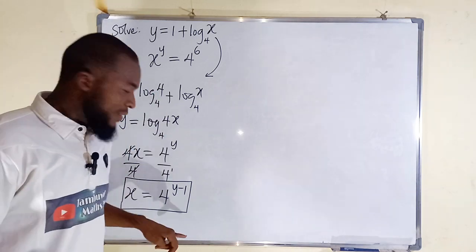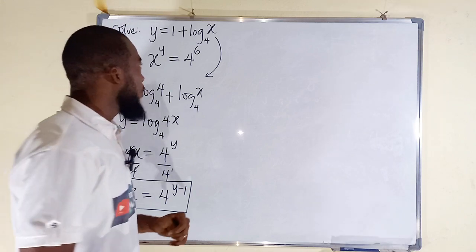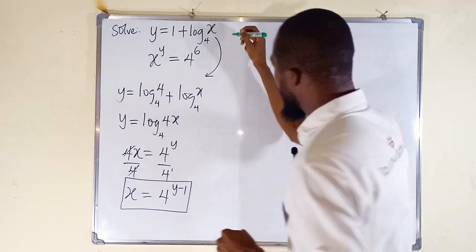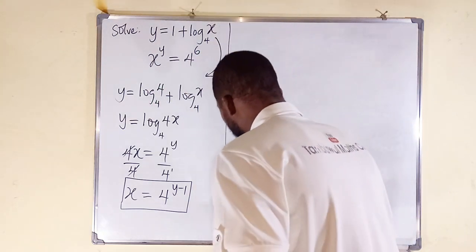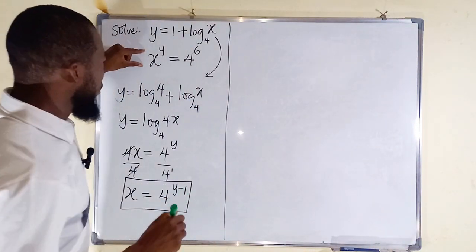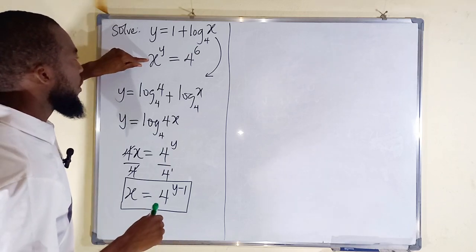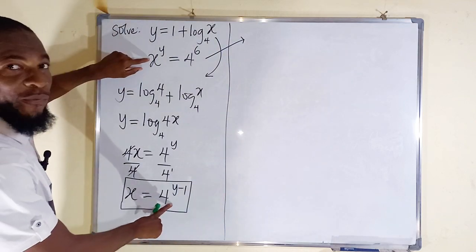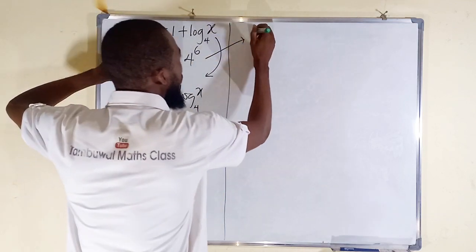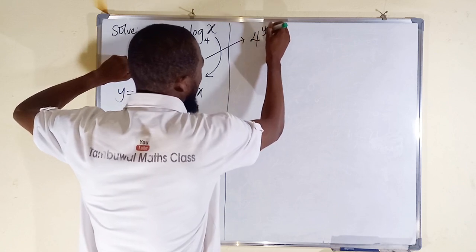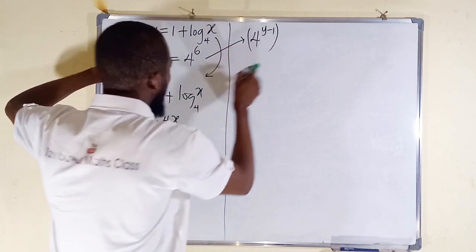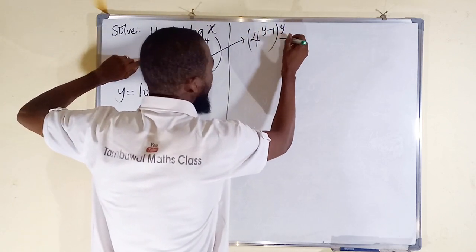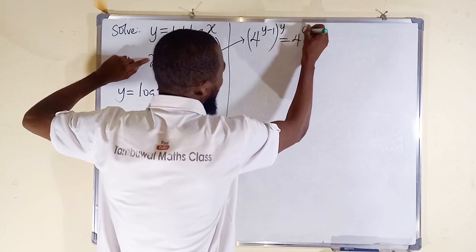Having obtained the value of x as 4 to the power of y minus 1, we can now plug it into the second equation where we have x as our base. So let me partition the board. From this equation, let me even draw an arrow here. x is 4 to the power of y minus 1. But remember, this x has an exponent of y, so you bring it here, equal to 4 to the power of 6.